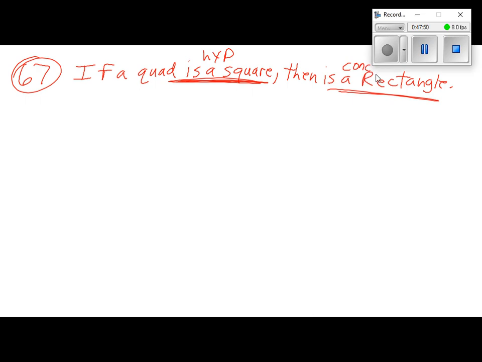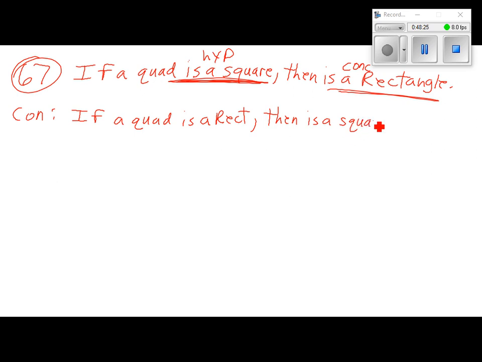So the converse. Converse does what to the sentence? Switches the hypothesis and the conclusion. So what's that going to be? To make it make sense, we need to leave that quadrilateral part in the first part, don't we? So if a quadrilateral is a rectangle, then it is a square. They want to know, is that true or false? So if I have this rectangle, is it a square? Not necessarily, right? So that's false.